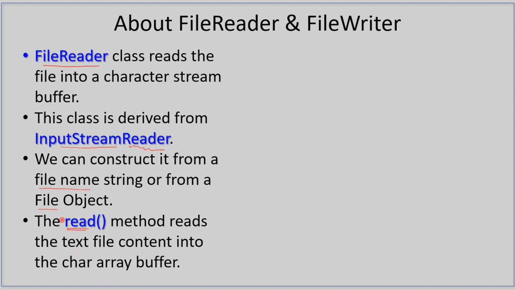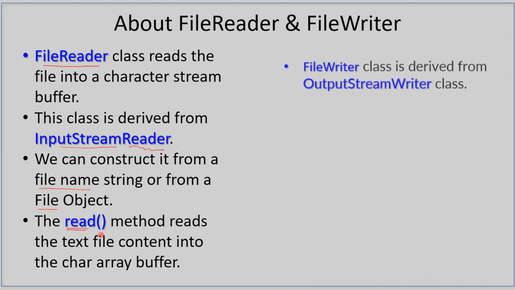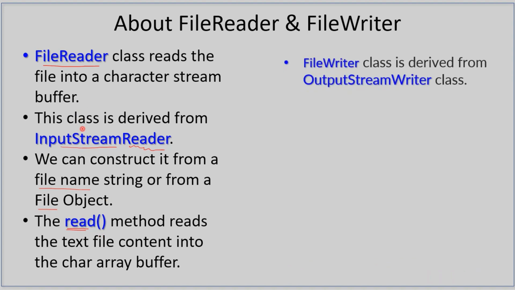Readers and writers are character based streams. The moment you call the read method, it will read the file content and place that in the character array buffer. Just like FileReader, the FileWriter class is derived from OutputStreamWriter.